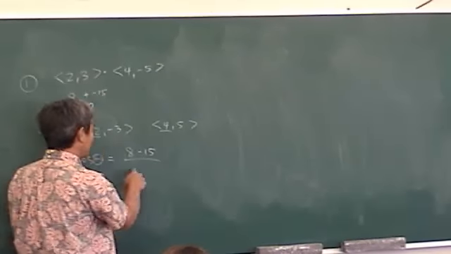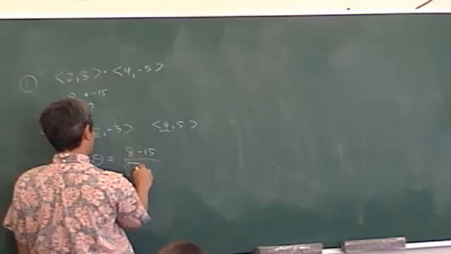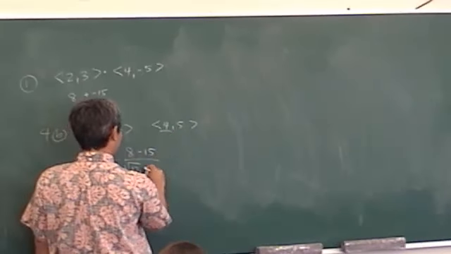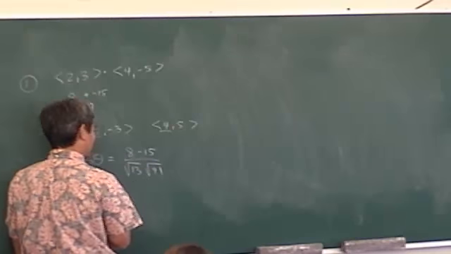And then you divide that by the length of this vector, which is the square root of that squared plus that squared, which is 13. And then the length of this vector, which is the square root of 16 plus 25, which is 41. You guys can simplify that, right?